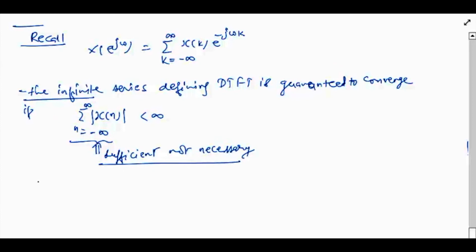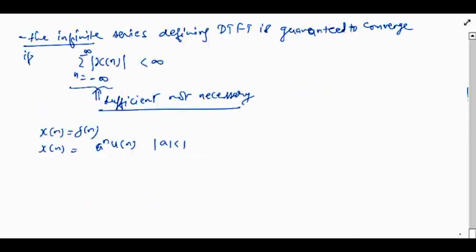Several of the examples that we saw earlier, for instance, x[n] equals delta[n], or x[n] equals a^n u[n], where the modulus of a is less than 1, satisfy this condition. But there are many other signals of interest for which this condition is not satisfied. What do we do in that case?